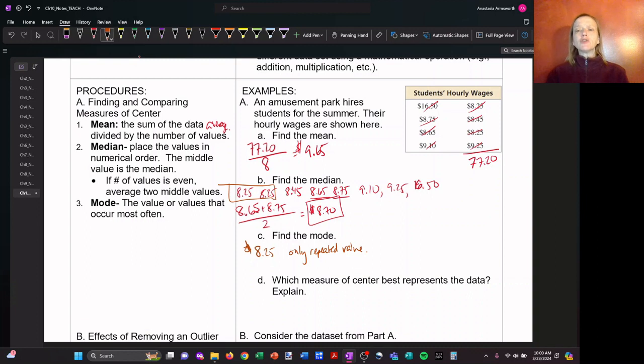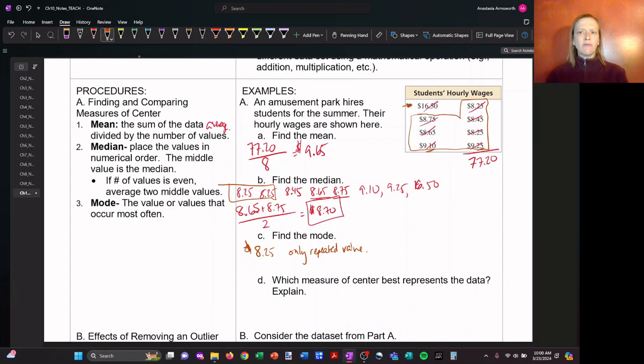All right. Which measure of center best represents these data? If I look at these data values, most of the student wages are in the $8, $9 range. But there's this one standout, noticeably higher pay. So all 7 of these data points are below $9.65. Even my $9 wages are at like $9.25 and $9.10. They're not as high as $9.65.